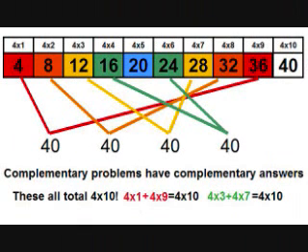Here we're looking at row 4. The boxes marked in red, 4 times 1 and 4 times 9, total 4 times 10. The 4 in the first red column and the 36 in the 9th red column are therefore complements. The same is true of the second column, the 8, and the 8th column, the 32.